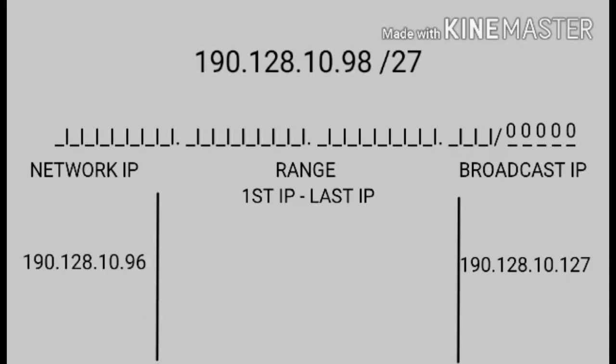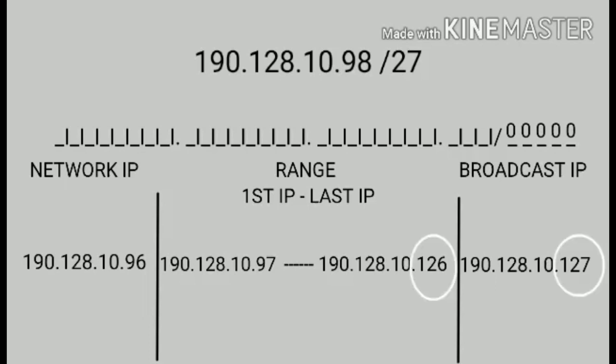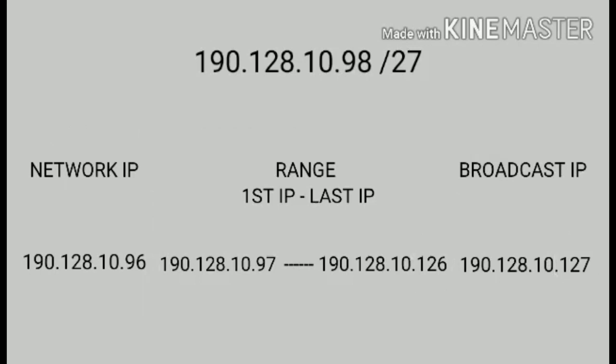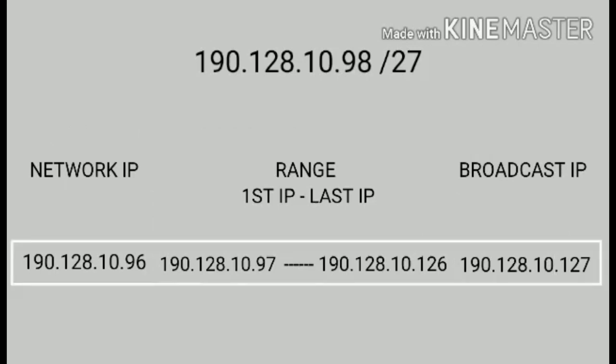Next, get the value of range first IP. The first range IP is 190.128.10.97. Add 1 to 190.128.10.96. For the range last IP, it is less 1 again from the broadcast IP, 190.128.10.127. So, this is the final answer for the IP address.